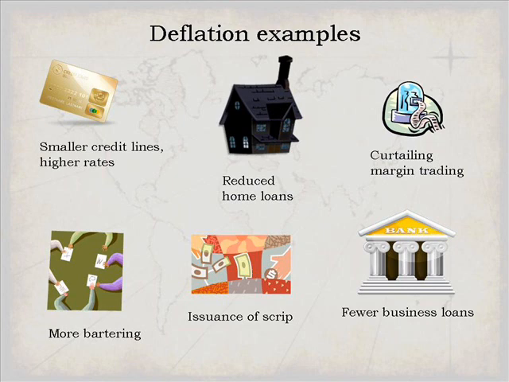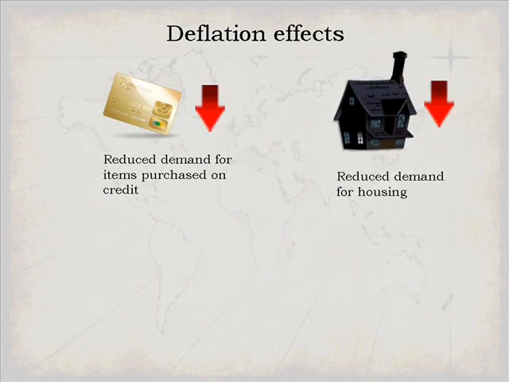Another thing that occurs is communities or organizations issue scrip, which are representations of some medium of exchange, but it does not represent legal tender. There is no credit associated with it. The fact that there is no credit associated with the issuance of scrip means that that is also a deflationary event. Well, those are some examples of deflation, but what are some of the effects of that?